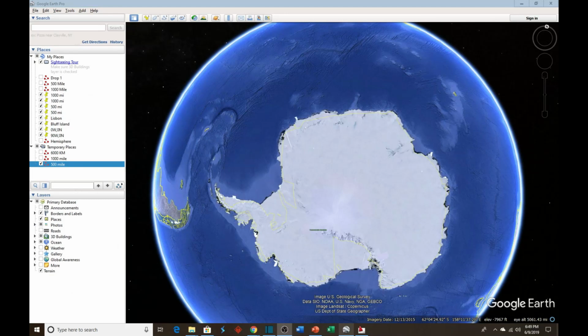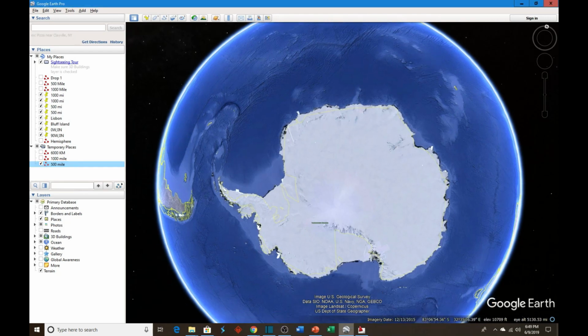Well, let's have another look at that. This is Google Earth, and that, of course, is Antarctica. I don't think you really meant for that to be on your flat Earth model. Maybe you can correct that in a future version.